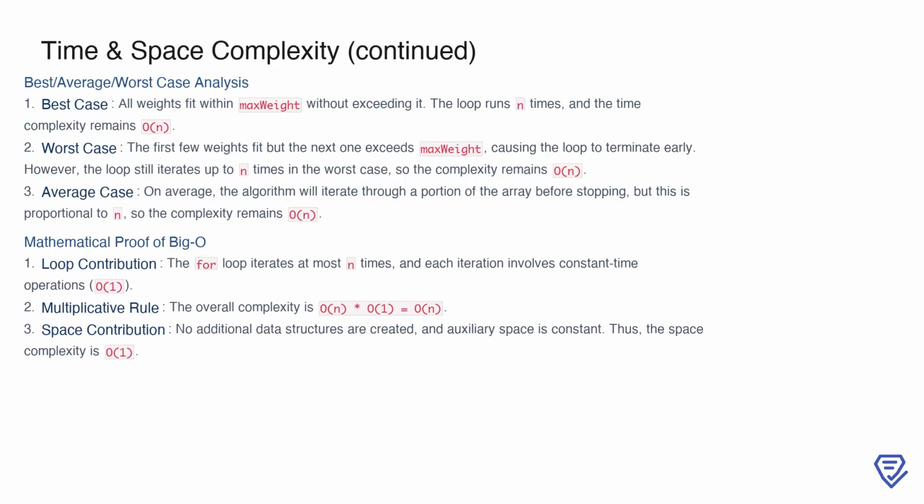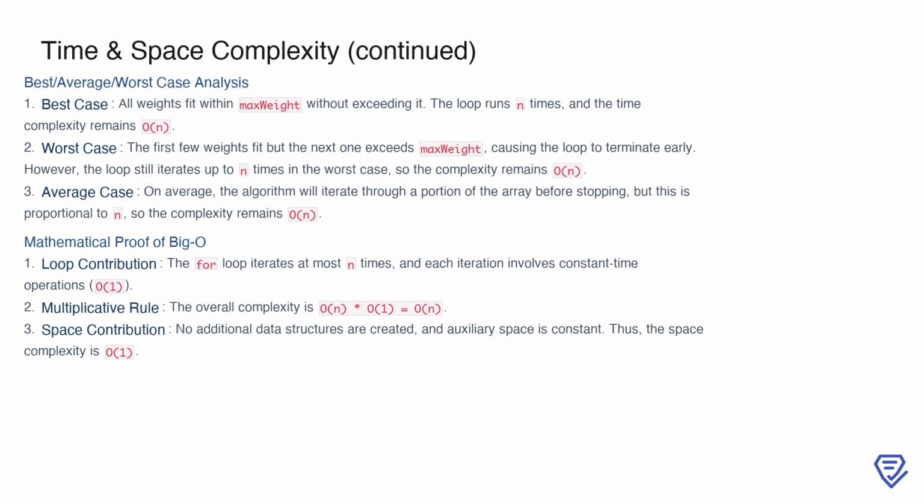Let's break down the best, average, and worst-case scenarios for this algorithm. In the best case, all the weights fit within the max weight limit without exceeding it at any point. Here, the loop completes exactly n iterations, resulting in a time complexity of O(n). In the worst case, the cumulative weight exceeds the limit after processing some elements, causing the algorithm to stop early.